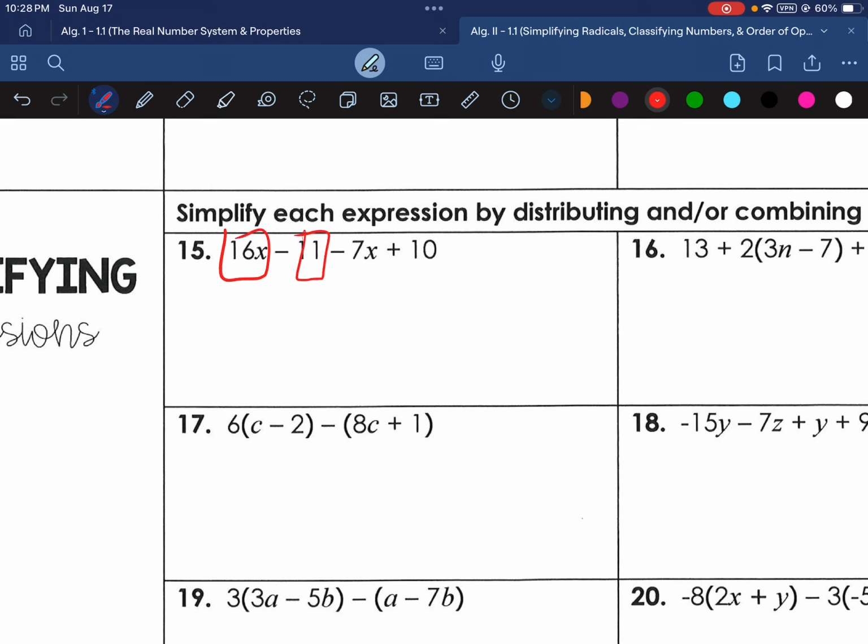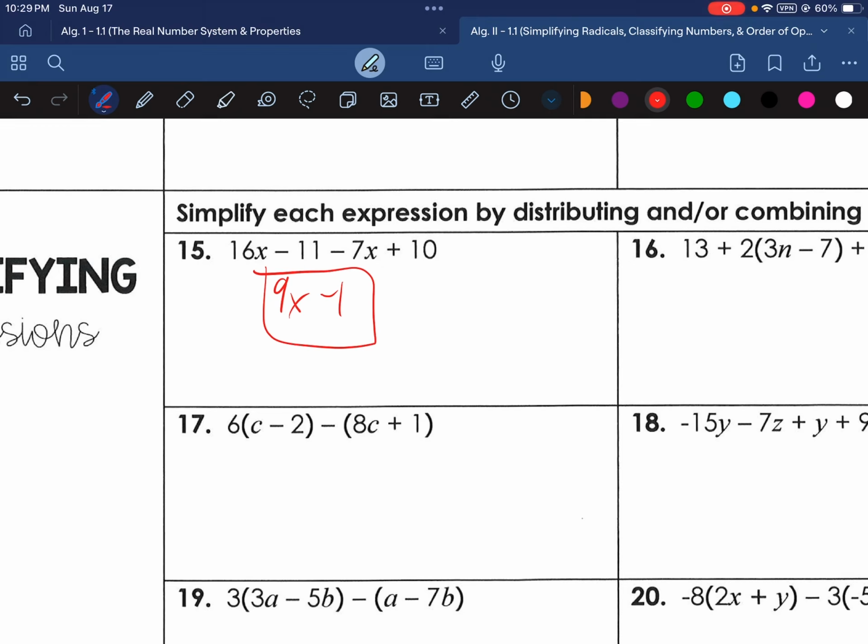And we define terms as being separated by plus or minus signs. So for example, here are 4 different terms on number 15. So as we look at like terms, we see 16x and negative 7x. They both have x's. And when we combine like terms, we add and subtract the coefficients or numbers with the variables. So 16 and a minus 7 gives us 9x. We leave the variables and exponents alone when we combine like terms, add or subtract. And negative 11 and a positive 10, taking the sign with the 11, gives us negative 1. So this is 9x minus 1.